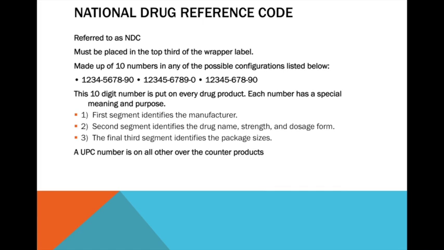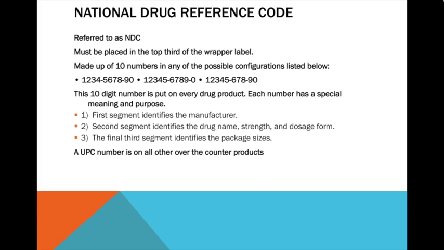Okay, the next one's going to be the National Drug Code. This is important as well, so I'd recommend you knowing this, but this is referred to as the NDC number. This must be placed on the top third of the wrapper label. This is made up of 10 numbers and any of the possible configurations listed below. As you can see here, there's 4 numbers, 2 numbers, 5 numbers, 4 numbers, 1 number, 5 numbers, 3 numbers, 2 numbers. This 10-digit number is put on every drug product.